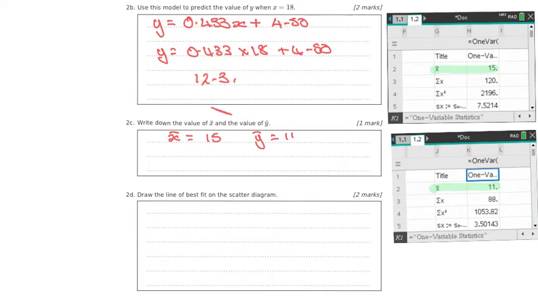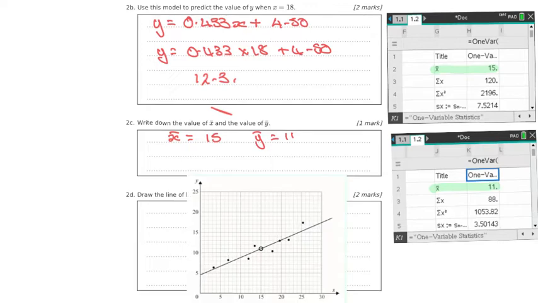2d, draw the line of best fit on the scatter diagram. Please remember that the line of best fit must pass through x bar, y bar. And then you can see the line of best fit passing through x bar, y bar.